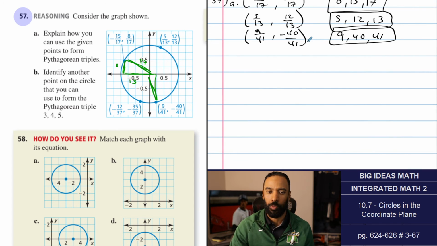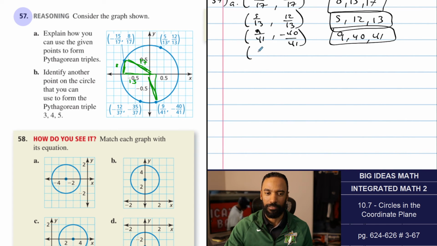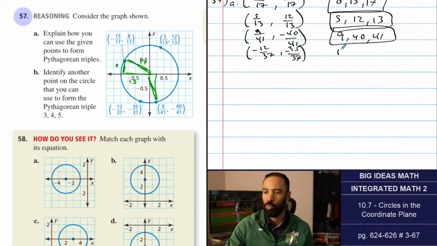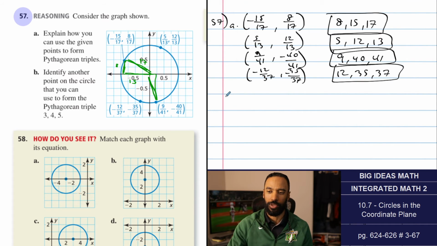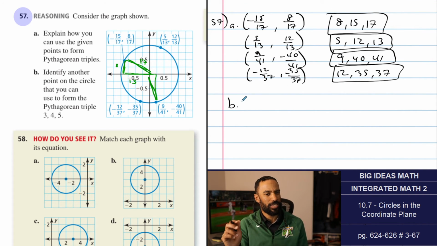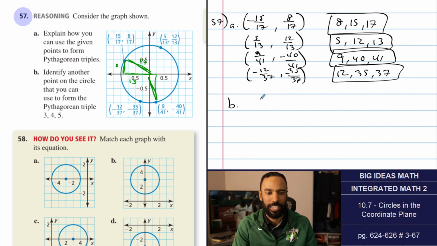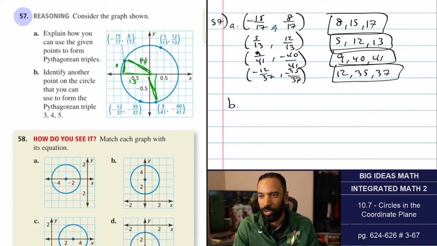And then the last one, this one I have not really seen: negative 12 over 37 and negative 35 over 37, which means this is a 12, 35, 37 Pythagorean triple. So I believe those are the four that you have there. I think that's what they said to form them. I didn't explain it, but the numerators and the denominator represent those parts.